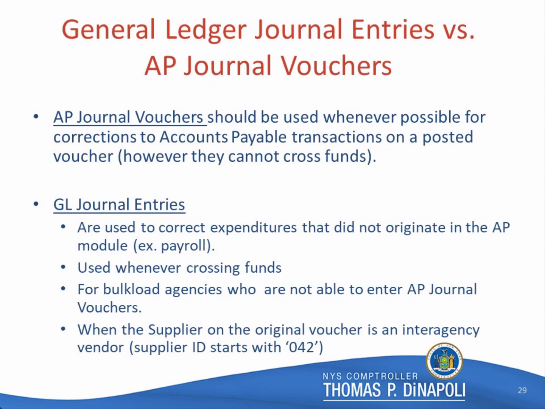For instance, agencies would use AP journal vouchers when the original transaction was a voucher and the correction was needed to one of the chart fields. For example, program, account, department, project. The only times that the AP module cannot be used is if the fund needed to be changed, you're a bulk load agency, or if the expenditures needed to be adjusted between business units. Those particular correcting transactions would have to be done as a GL journal entry.